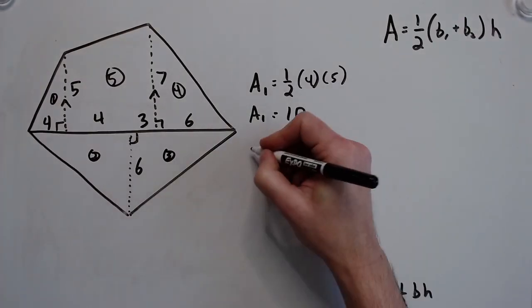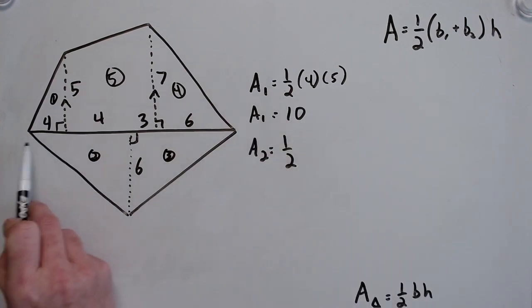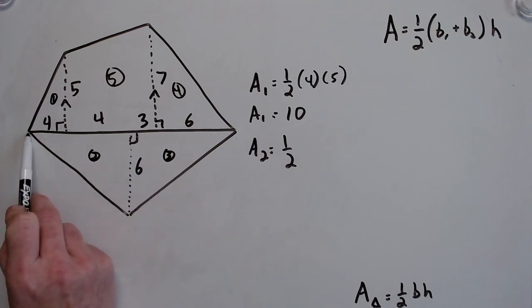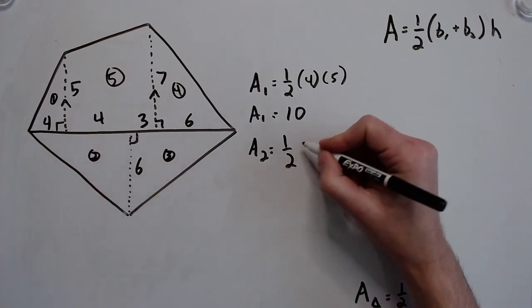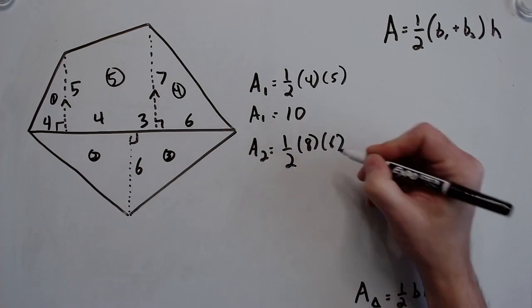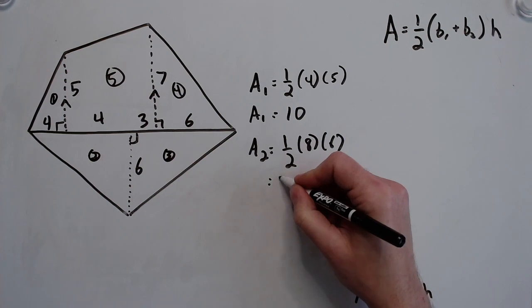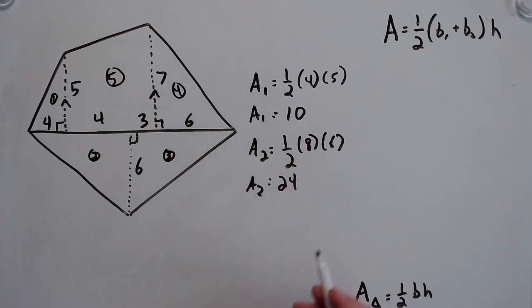All right, so area 2 is 1/2 the base. So what is the base of this triangle? It's from here all the way to here. We know from here to here is 4, and here to here is 4. So the base of this triangle is 8, and the height is 6. So 6 times 8 is 48, and half of that is 24. So area 2 is 24.